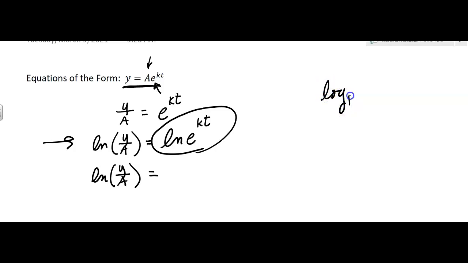But here's the exciting thing. The left-hand side, it's just what it is. But on the right-hand side, that comes back to that property: if you have log base b of b to the x, that just equals x. That was one of our inverse properties, and it's really exciting because now on the right-hand side, we can just use the exponent kt. If I'm trying to solve for t, I divide both sides by k, and I'm done. Okay? So that's just the method.